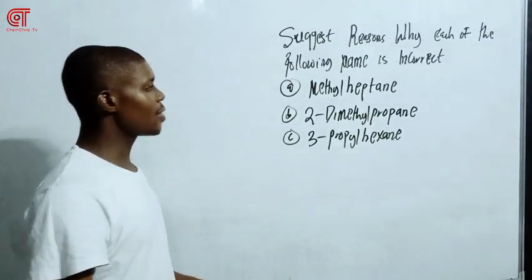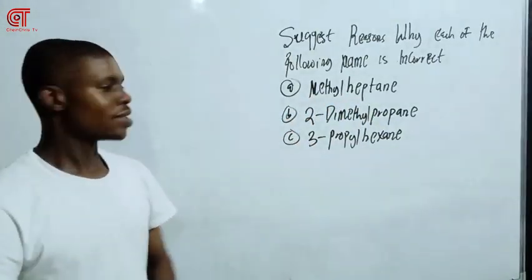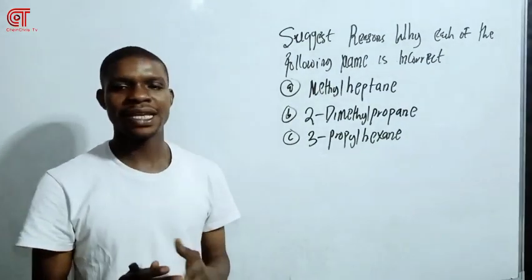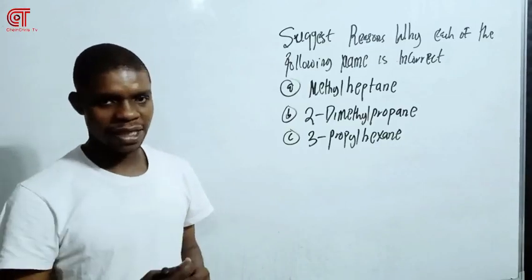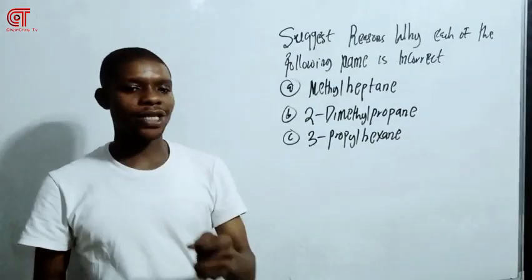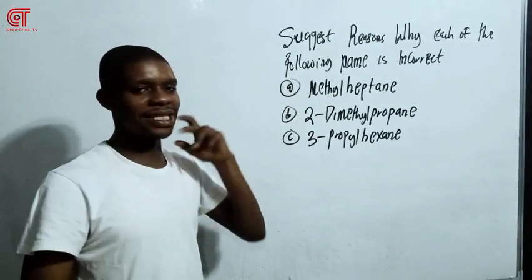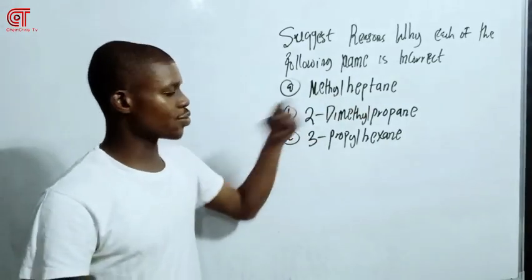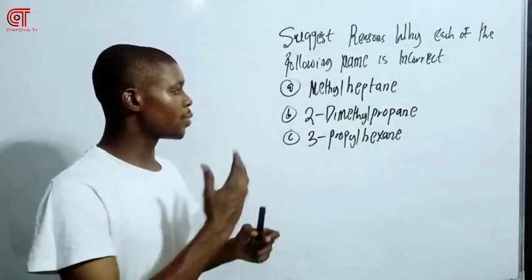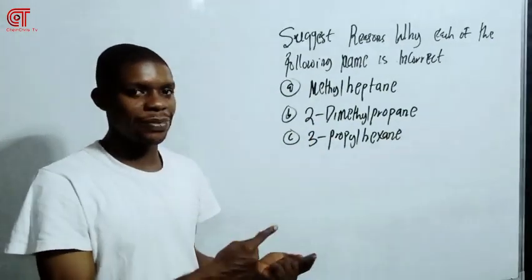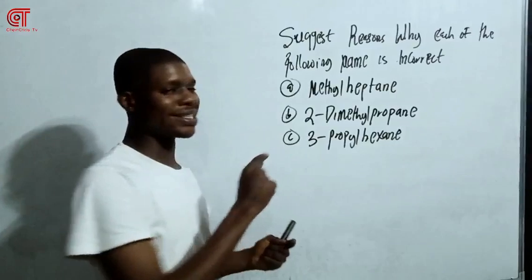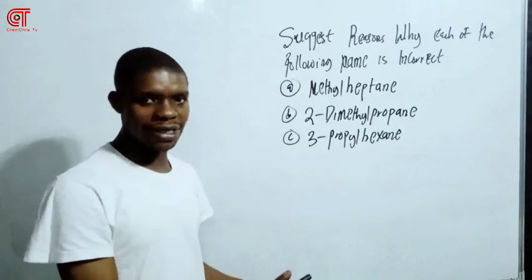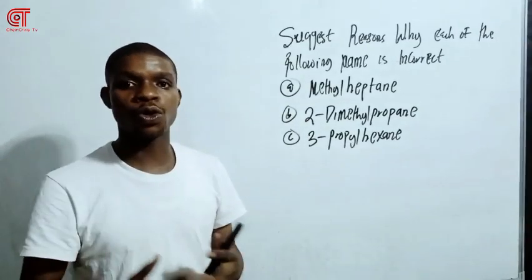The first one here is methylheptene. Now, methyl is a substituent, and when you are naming, the position of the substituent must be included. But there is no position here. So what is wrong with this name is that methyl has no position. The position of the methyl is not included in the name, so the name is incorrect. If you want to suggest a name, it can be 2-methyl, 3-methyl, or 4-methyl. You are the one to suggest a name.